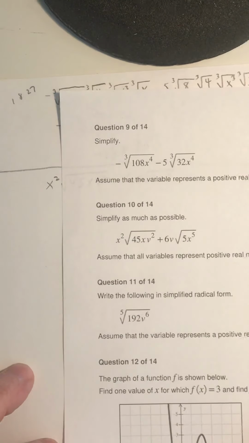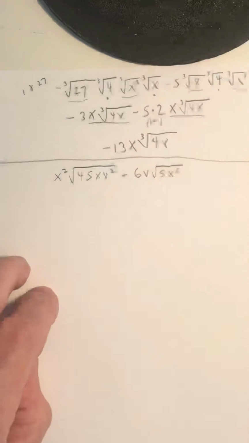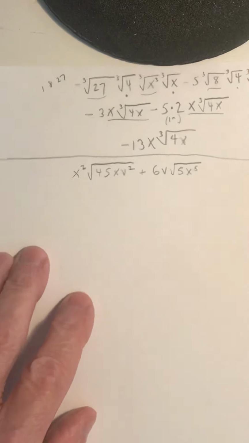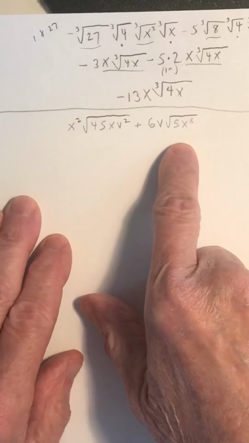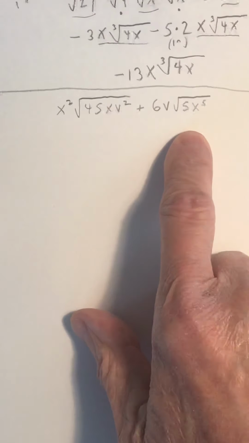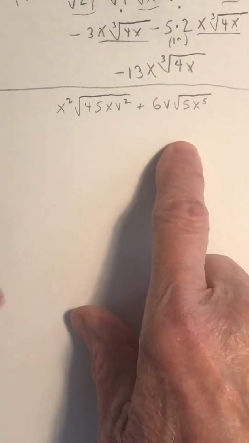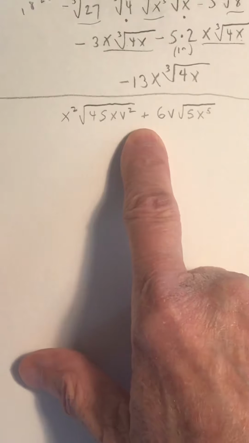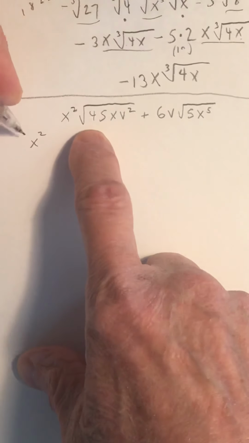Still on page 4. I'm going to look at question 10 now. And again, because of not enough room, working on a separate paper, I've just copied the problem here. And we need to simplify each of these square roots and see if we wind up with like terms so that we can actually do some adding. So carefully keep that x squared over here.